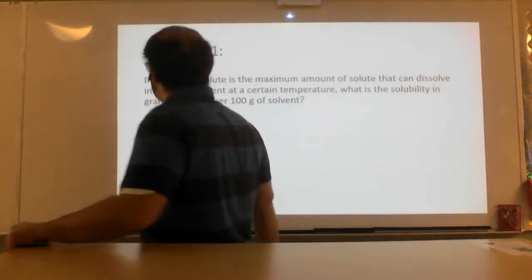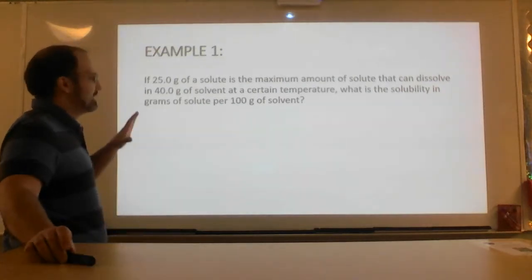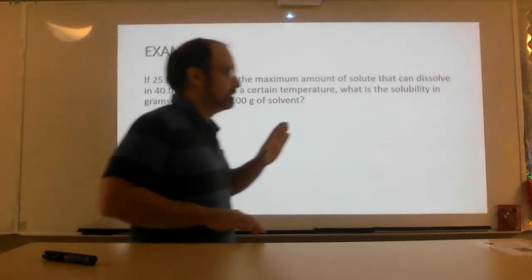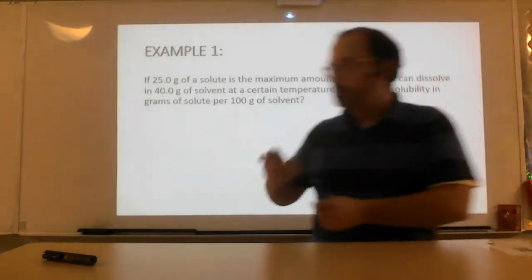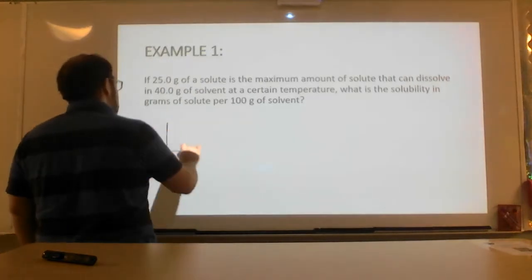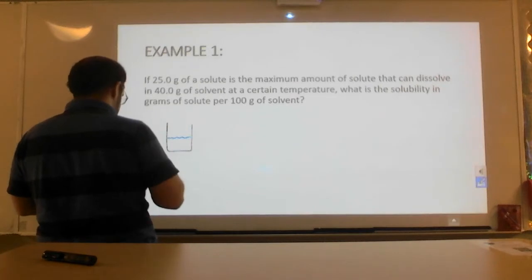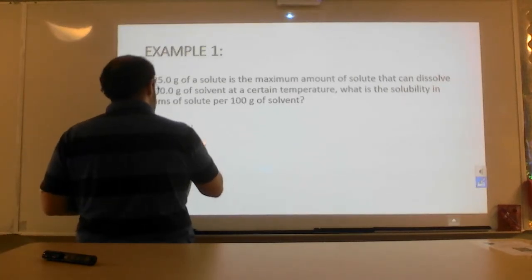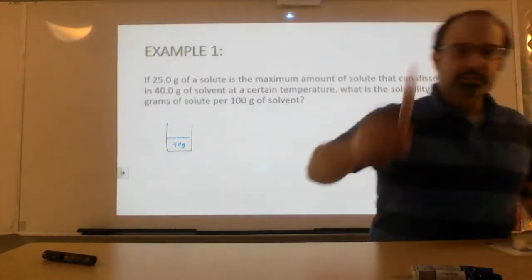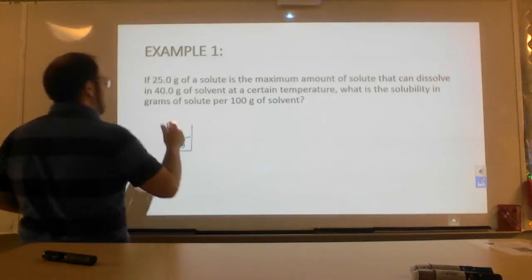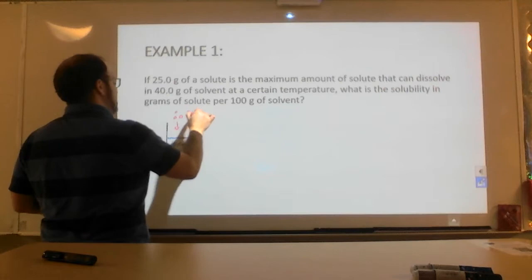We've got 25 grams of a solute, and the maximum amount of solute that can dissolve in 40 grams of solvent at a particular temperature. Okay, so what we're saying is that I've got a container, and we're going to fill it with some sort of solvent. And we're going to say here that there are 40 grams of solvent. Pretty straightforward so far. Then I'm going to take some solute and put it in. So here's my solute, and this is 25 grams.